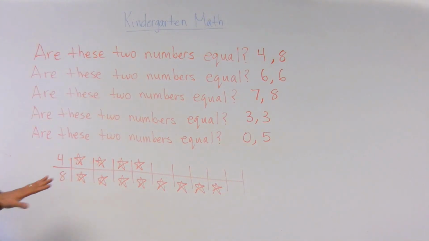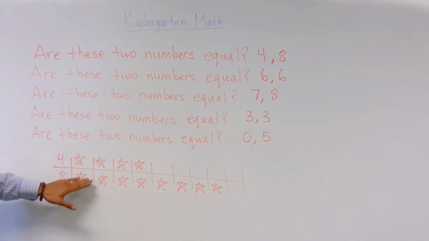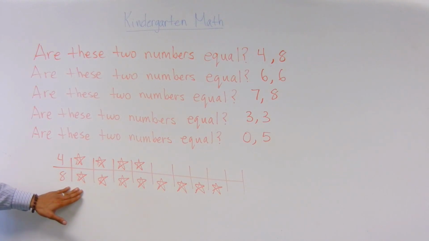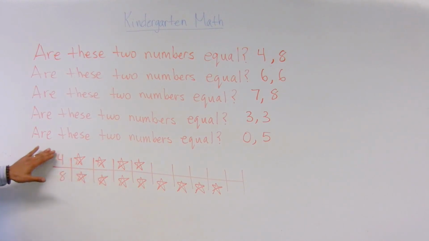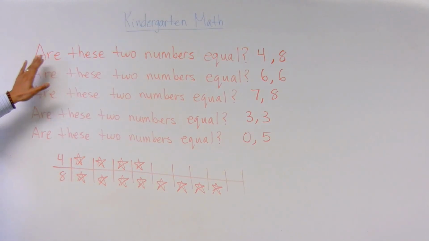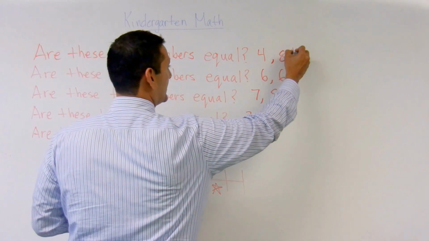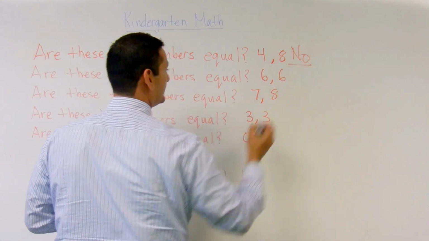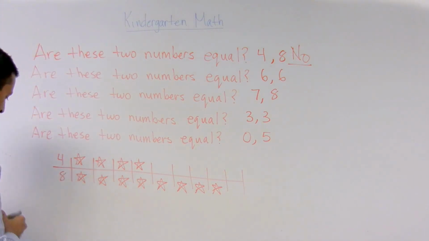Do you see how these two numbers are not equal? The 8 is the greater number. It's the bigger number. The 4 is the smaller number. It's less than 8. Okay? So in this case, are these two numbers equal? We're going to say no. So let me write no. No. Now let's take a look at the next one.